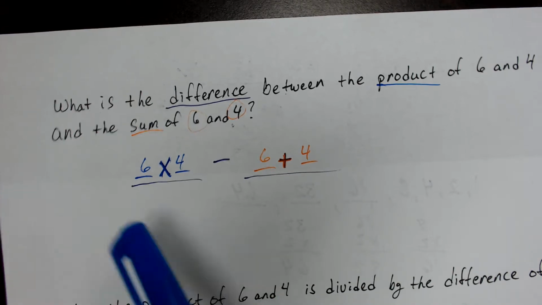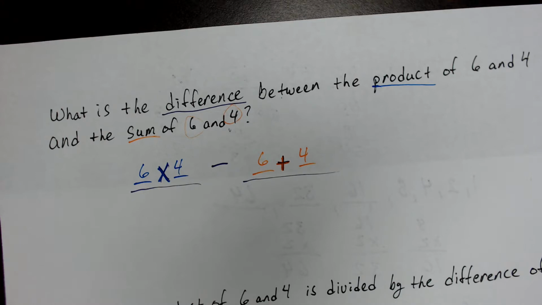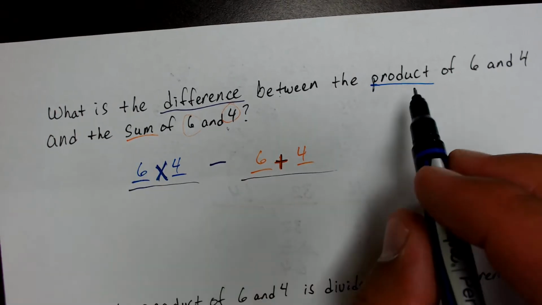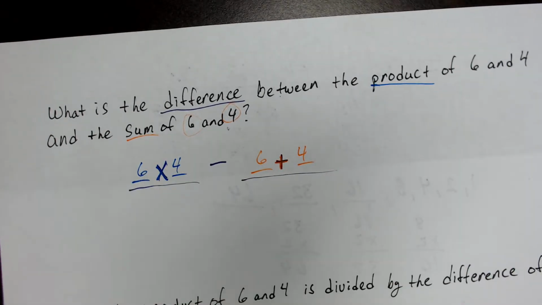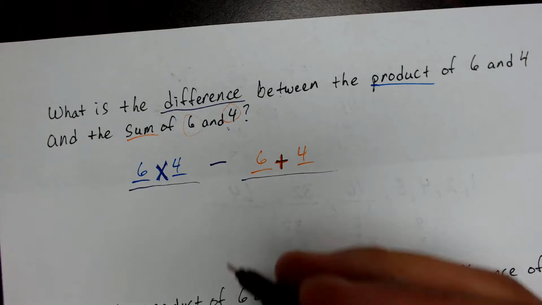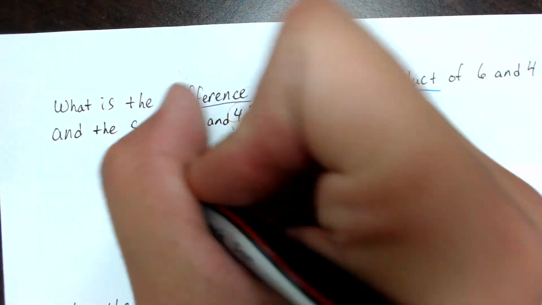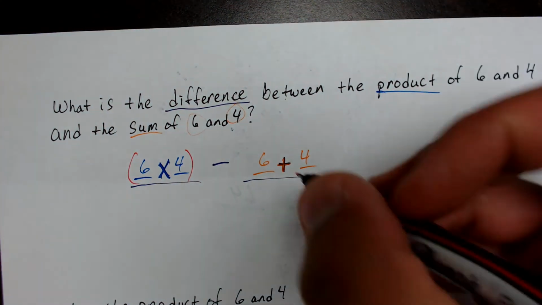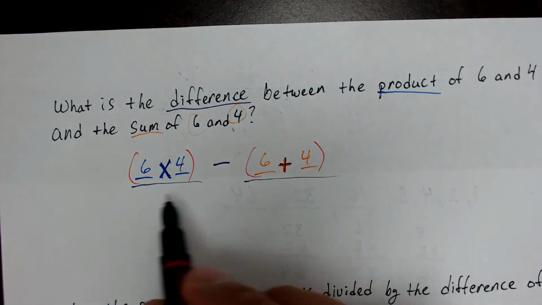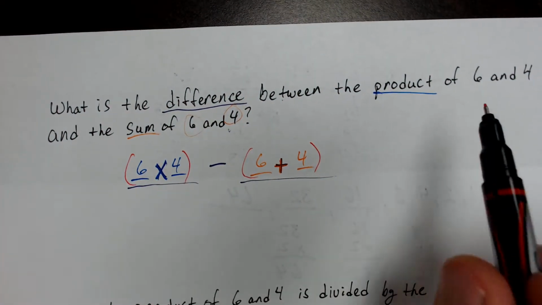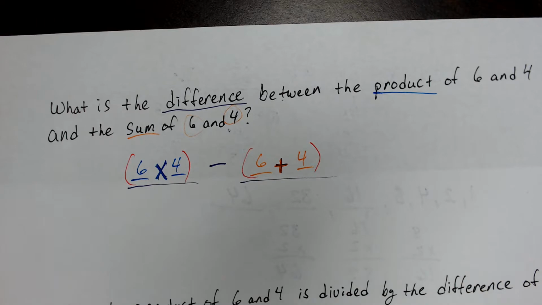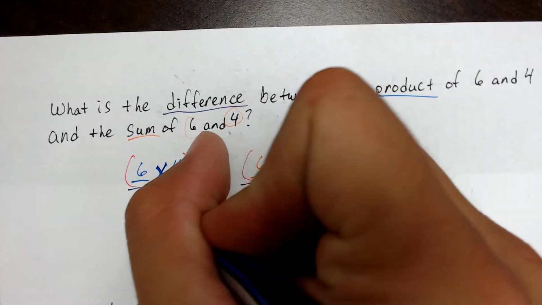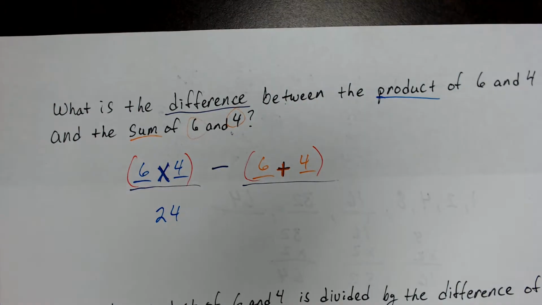Now the way you solve these is when you have a number like product or sum, you kind of want to put them in their own set of parentheses. So the product is going to be its own number, and the sum is going to be its own number. So I kind of have to figure out what these are first. So let's figure out the product of 6 and 4. So 6 times 4 gives me 24. So I now know the product. Yay!